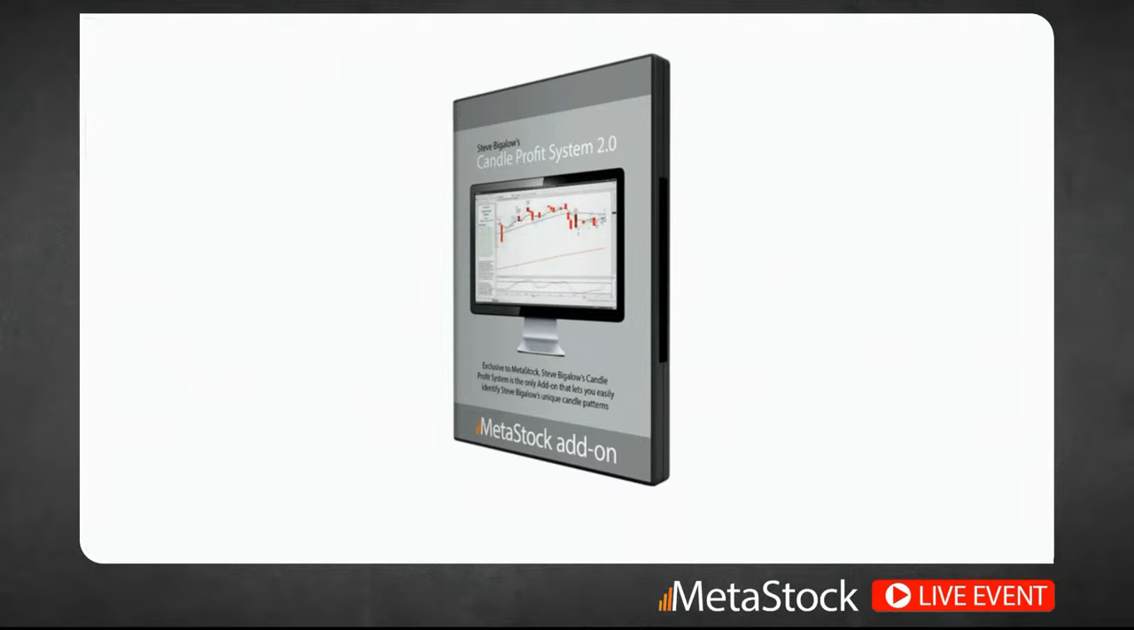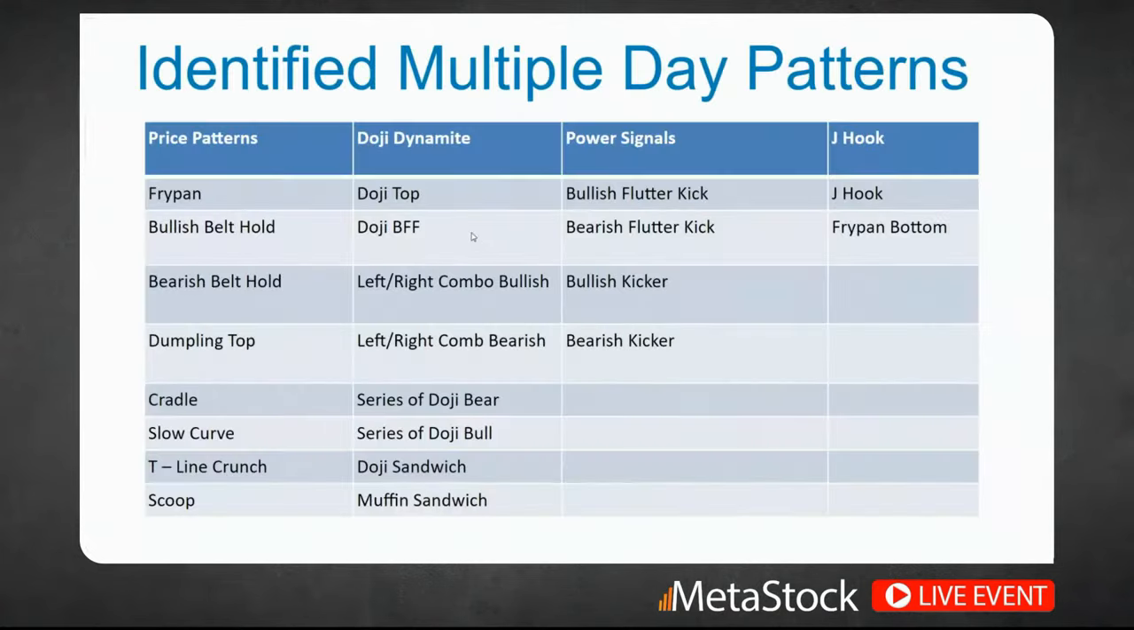Rhonda actually asked some questions in YouTube about how the scanning works, so I'm going to show that really quickly and give you an idea of how this works in our MetaStock program. If you're not familiar with MetaStock, it's been rated number one in its price category for 29 years in a row. Here's a list of the patterns it finds: the fry pan, the doji at the top, the doji best friend, the series of doji, bearish, the series of doji. These are all automatically displayed in the platform.